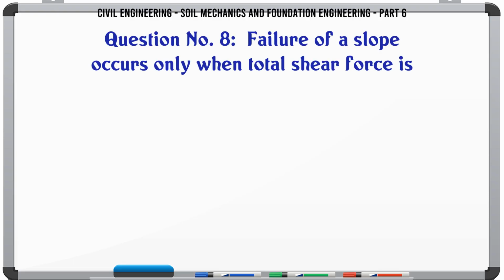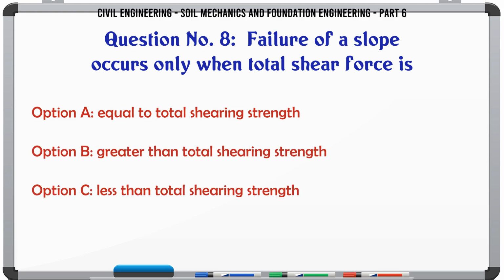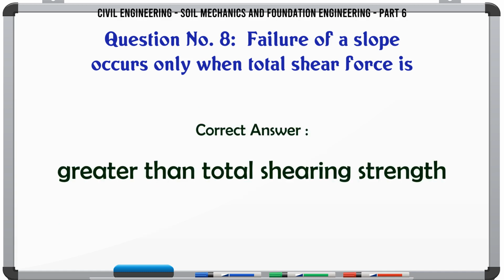Failure of a slope occurs only when total shear force is A. Equal to total shearing strength. B. Greater than total shearing strength. C. Less than total shearing strength. D. None of these. The correct answer is greater than total shearing strength.